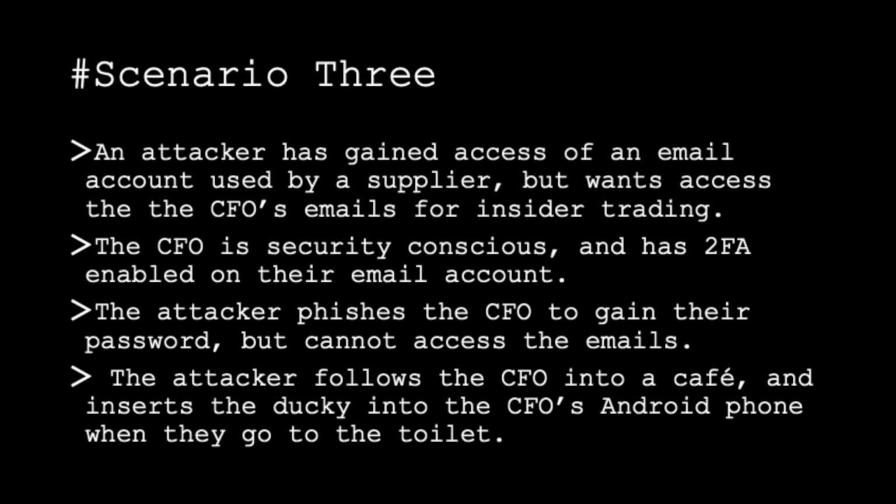The attacker will pose as a supplier in order to phish the email password from the CFO. The attacker will also follow the CFO into a cafe and insert the Ducky into the CFO's Android phone when they get up to go to the toilet. This will be used to extract the Google Authenticator code, allowing the attacker full access to the CFO's email account.